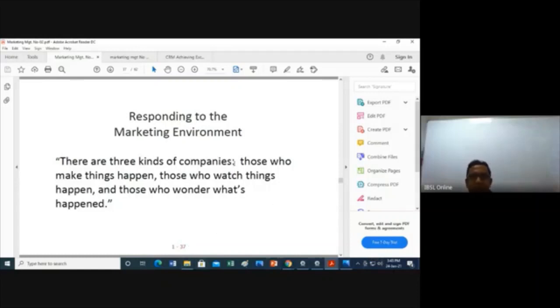So there are three kinds of companies. Your company has to be in the category of those who make things happen. If you do the exercise of assessing the market environment properly, you will understand the company strengths and weaknesses, and you will capitalize on the opportunities and minimize the threats that you come across. That way you can succeed as an organization. If you don't do that exercise, you will wonder what has happened, because you have no answer to the issues that you will be faced with.